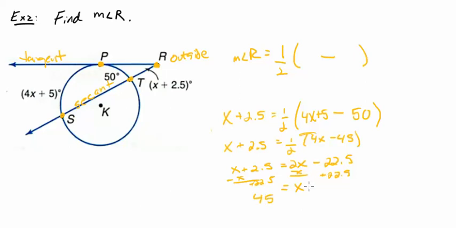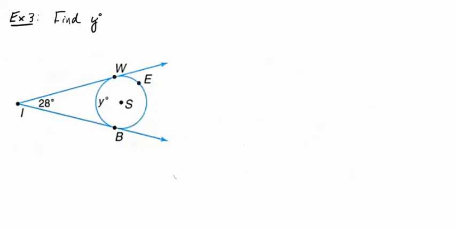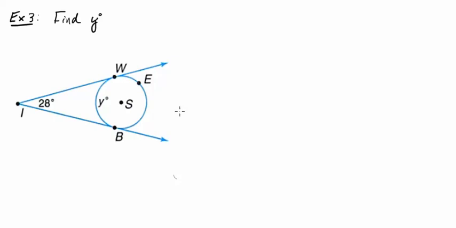Okay, now this isn't our answer because they want us to find angle R. We just found x. So we're going to take this and substitute it back in here. So angle R is equal to 45 plus 2.5, which is 47.5 degrees. There's our answer. That's the measure of angle R. Okay, and now we have one more example, I believe. Yes. So now we're looking for angle Y.